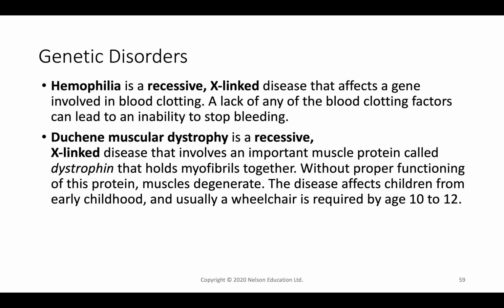Okay, we also have another recessive X-linked disorder here called Duchenne muscular dystrophy. It's when a muscle protein called dystrophin is affected. Dystrophin holds your myofibrils in your muscles together, and without this functioning protein, the muscles just start to degrade and fall apart. And so it starts to affect children in childhood, and usually by age 10 or 11, they're going to be entirely wheelchair bound. So it's incredibly sad, and there's a lot of research involved in how to maintain the muscle function for as long as possible for these individuals.